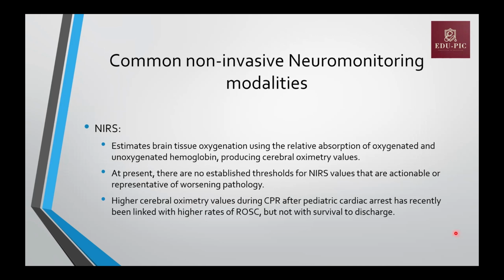But the value of NIRS is higher when you're using it during CPR for cardiac arrest, because it shows you if the brain is getting better perfusion versus worse perfusion. That has been linked to higher rates of recovery and better survival to discharge. Also, you can use NIRS from a trends point of view to know if your trends are getting better or worse, but you can't use single numbers or single readings to go forward or backwards with NIRS.